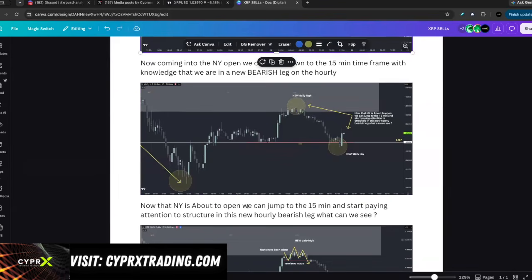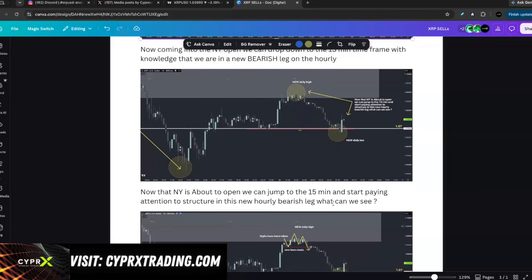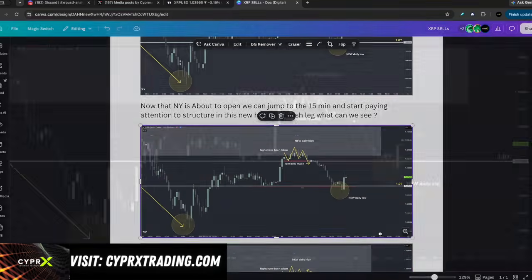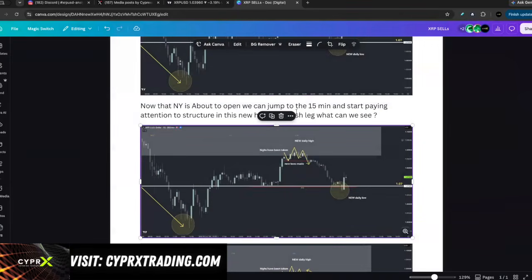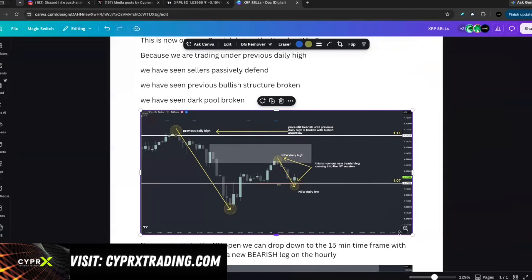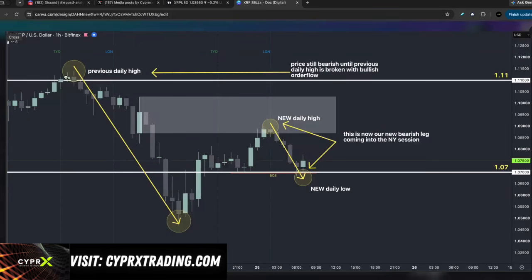So now that New York session is about to open, we can jump down to the 15-minute and start paying attention to structure in this new hourly bearish leg. And what can we see? So here's the price action now on the 15-minute time frame. And if you guys remember from yesterday's Asia session high, what structure are we creating? We are taking highs. You can see this wick here is taken out, and instantly after highs are taken, new lows are made. Now the same thing coming into this day's worth of price action is happening again. Wick highs are taken, or internal liquidity, and then new lows are made.